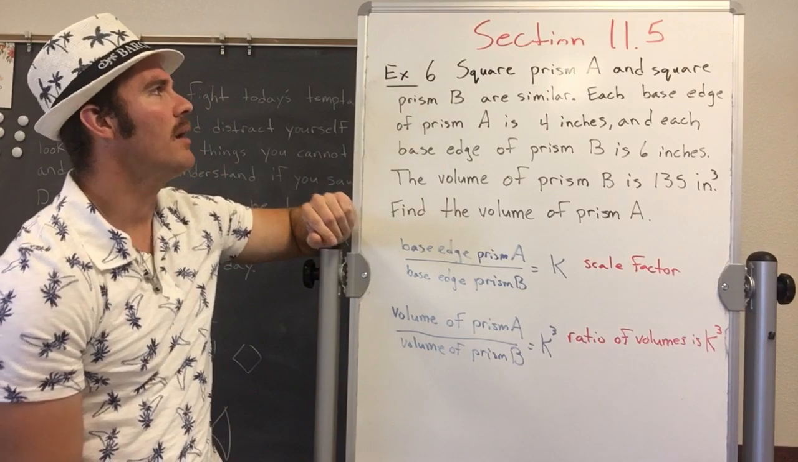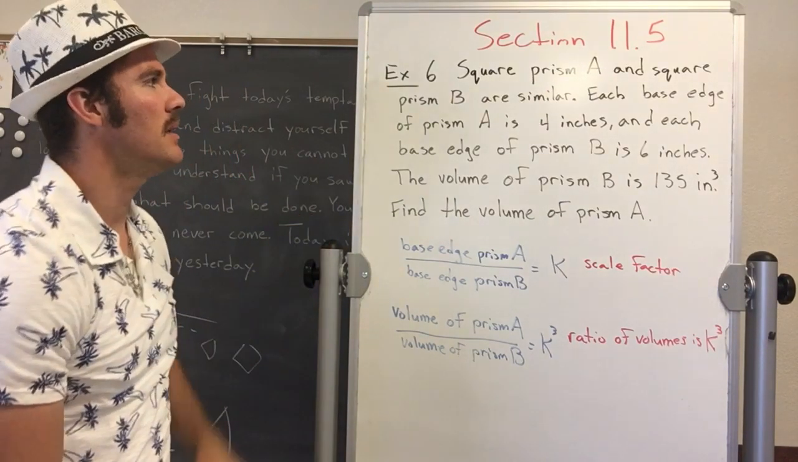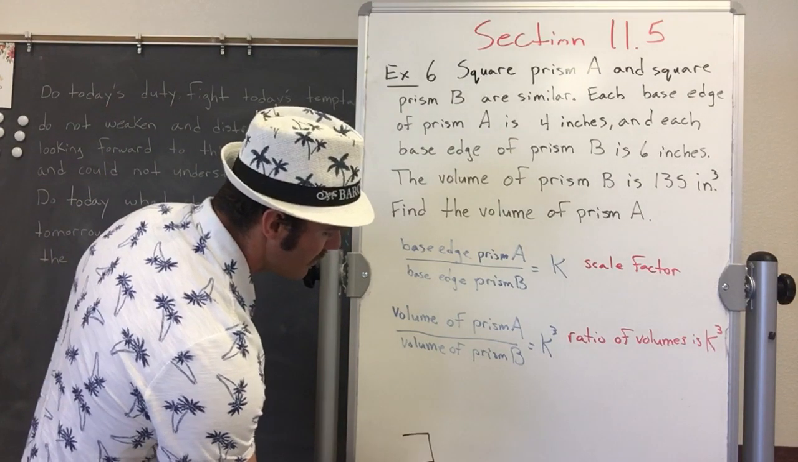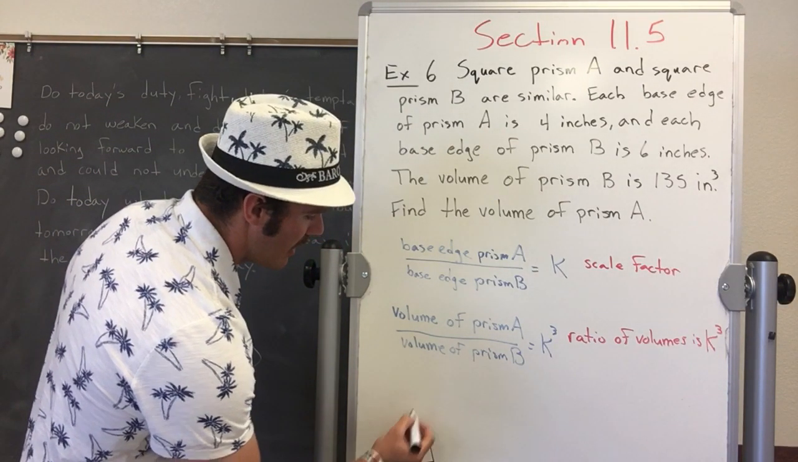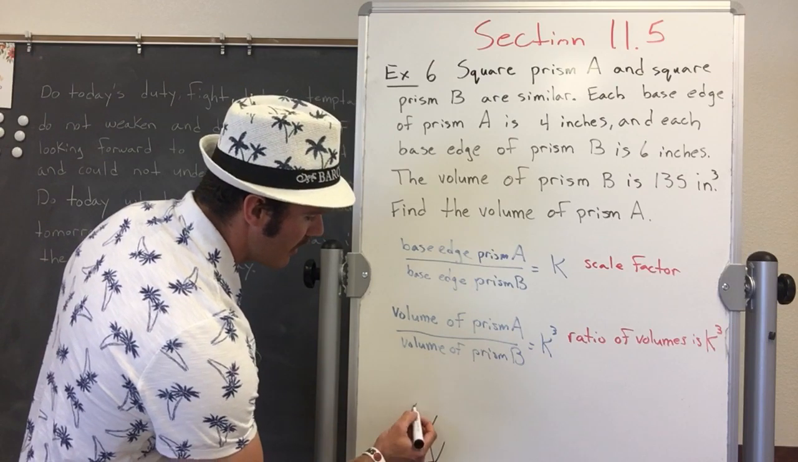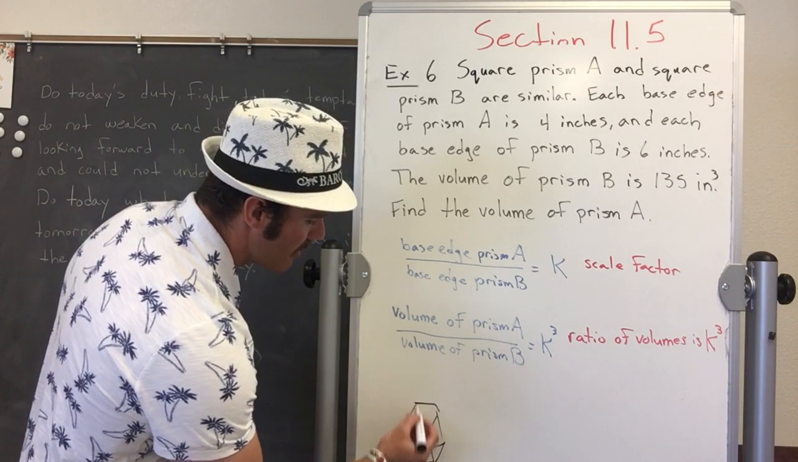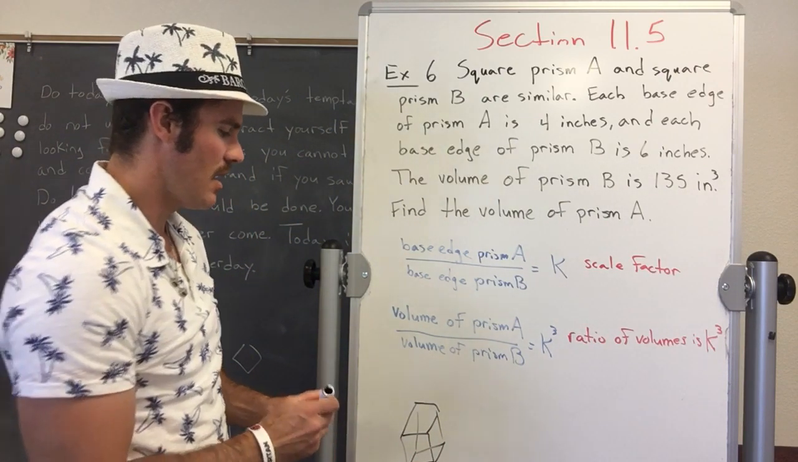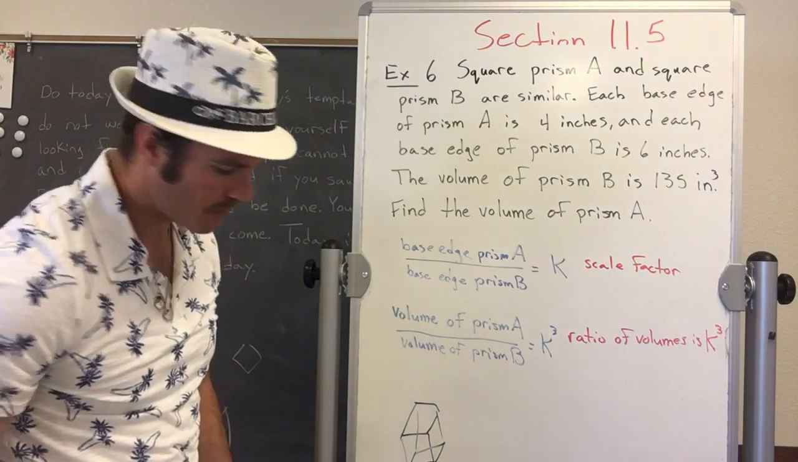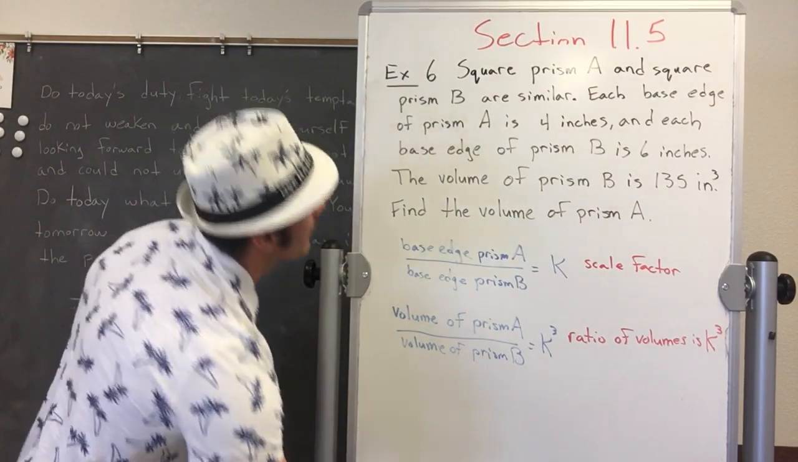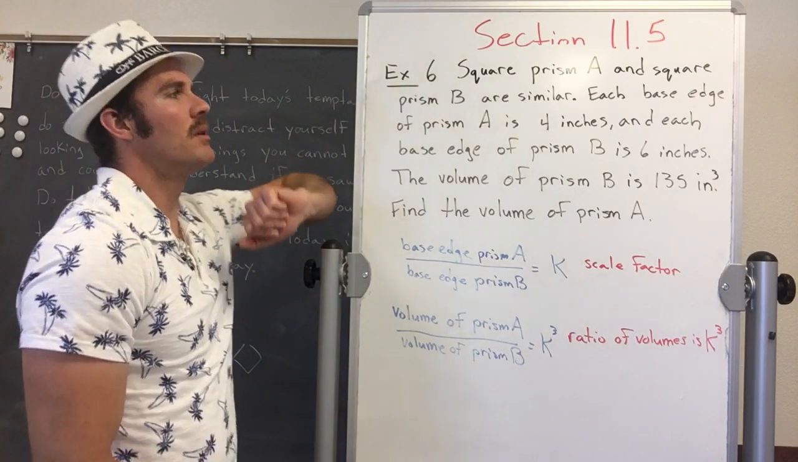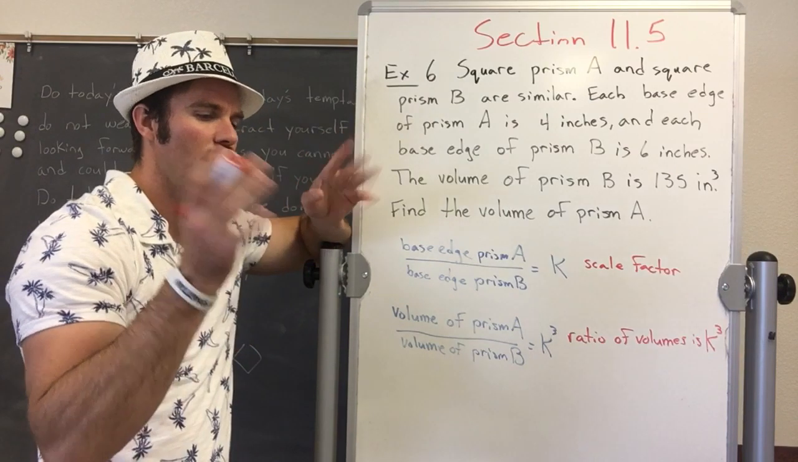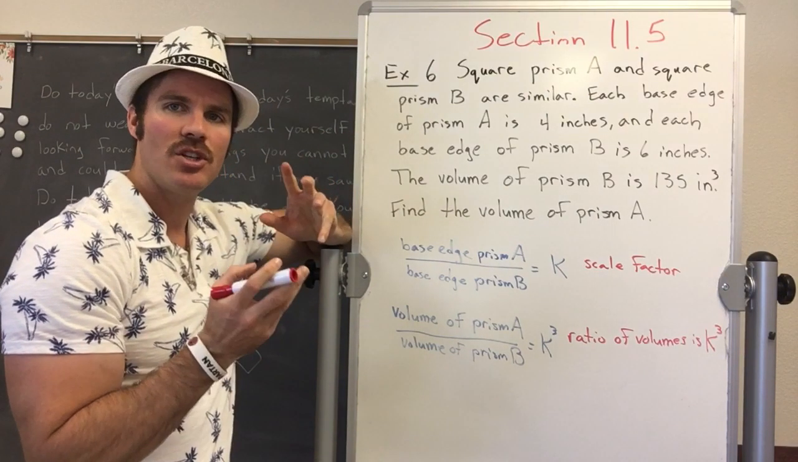Well, here it says square prism A and square prism B. So we know it's going to be a square prism. And you have the base square, right? And if you kind of put it all together, I'm looking at it sideways. Anyways, something like that. A little square prism. They're similar.